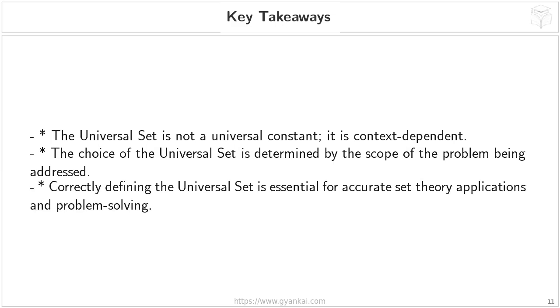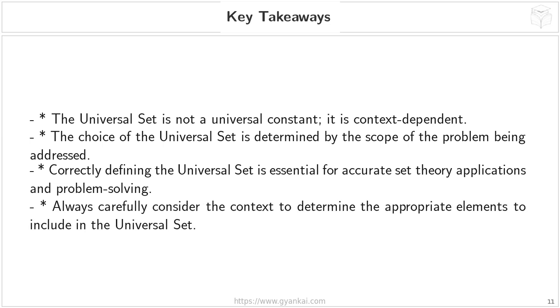Now, why does all this matter? Well, correctly defining the universal set is essential for accurate set theory applications and problem solving. Think about it. If you get the universal set wrong, operations like finding the complement of a set, that is, finding all the elements not in a particular set, will be completely off. It's like building a house on a faulty foundation. Everything else will be unstable.